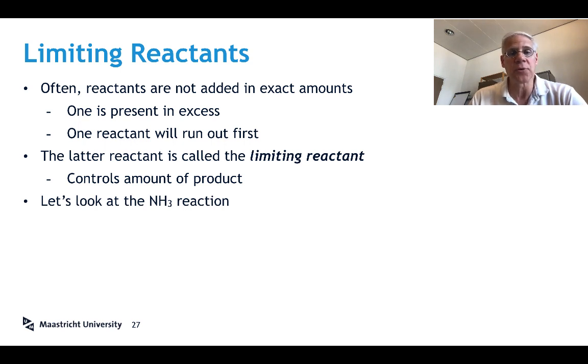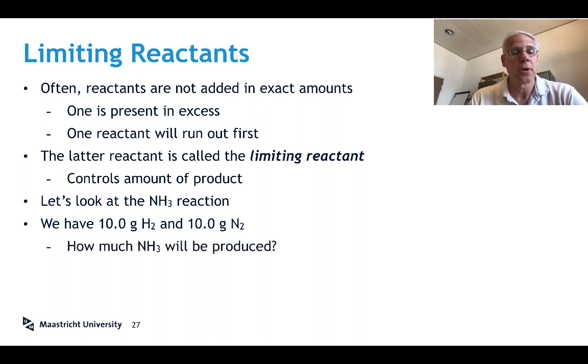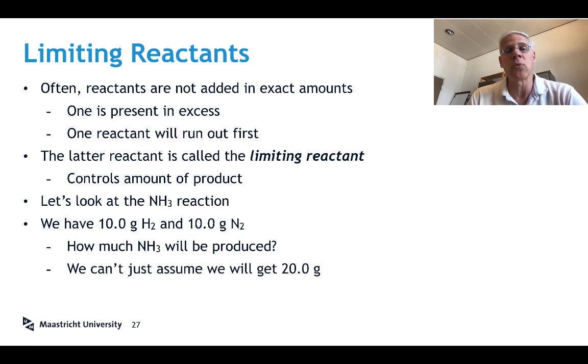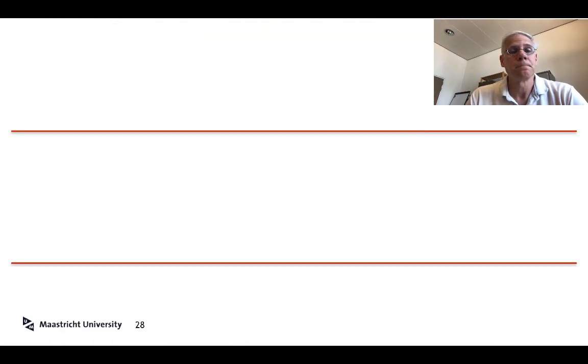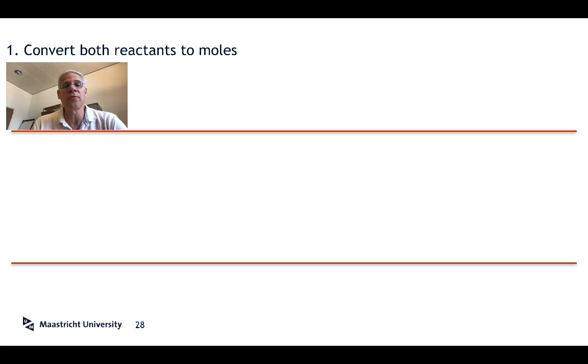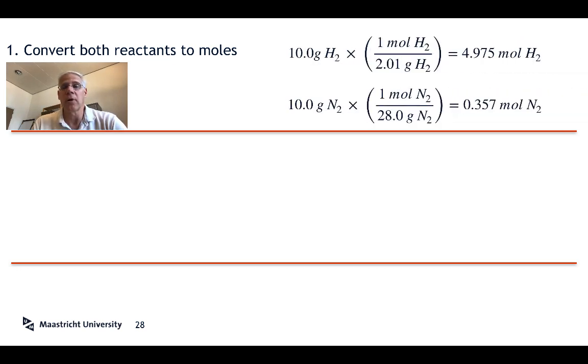Let's go back to that NH3 reaction that we just saw. Let's say we had 10 grams of H2 and 10 grams of N2. How much ammonia could we produce? We can't just look at the amounts of H2 and N2 and say, well, we're going to get 20 grams. Reactions don't work that way. We need to check to see if we have a limiting reactant. Because we're given amounts of 2 different reactants, it's usually a good assumption that we have a limiting reactant problem, and we're going to have to figure out which of those is going to give out first. So the first thing we want to do is convert both of our reactants to moles. Here we convert our H2 to moles, and we get 4.975 moles of H2.